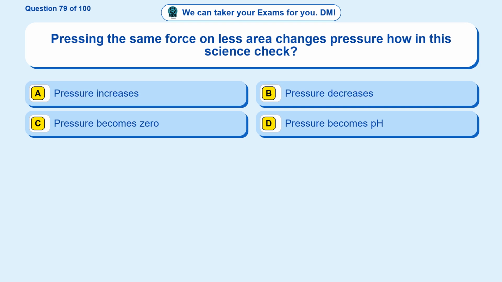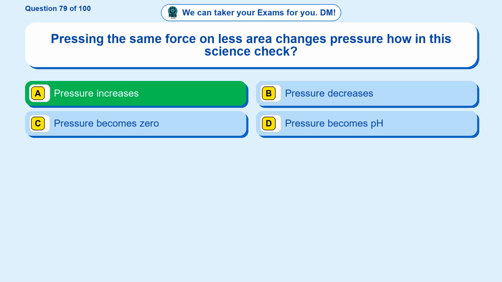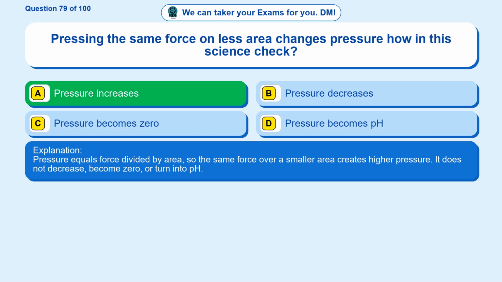Question 79. Pressing the same force on less area changes pressure how in the science check? Option A, pressure increases. Option B, pressure decreases. Option C, pressure becomes 0. Option D, pressure becomes pH. The correct answer is option A. Pressure increases. Pressure equals force divided by area, so the same force over a smaller area creates higher pressure. It does not decrease, become 0, or turn into pH.